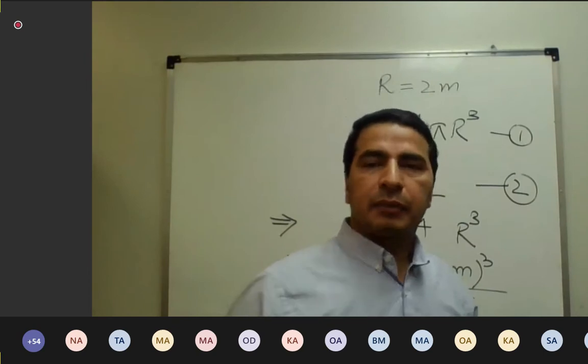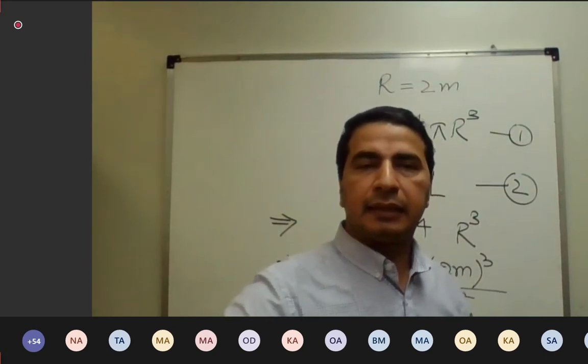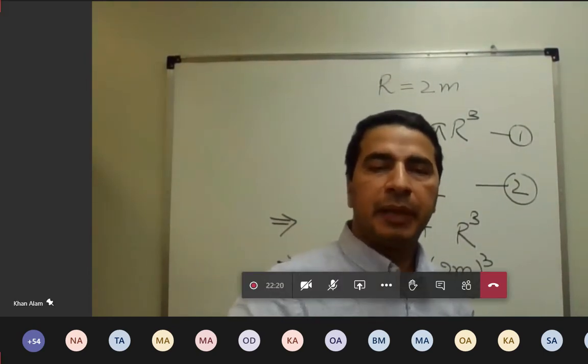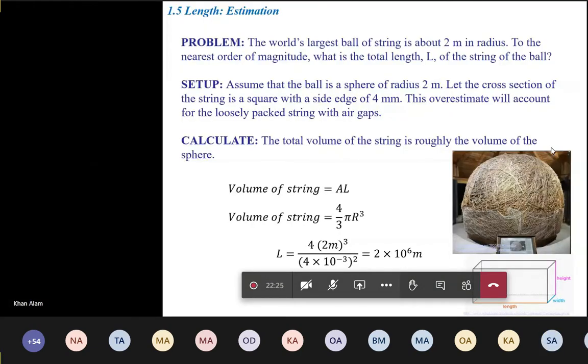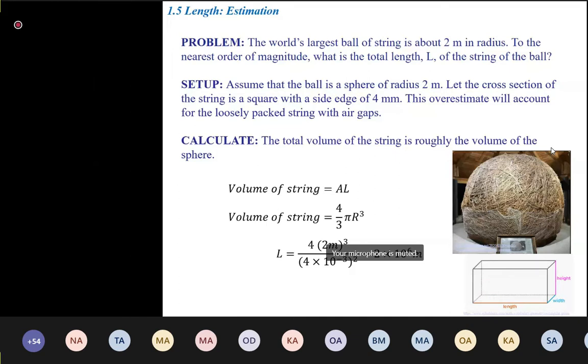So this is what you are seeing on the slides. These are the two volumes. And then when I compare and put all the values here, I get the length of the string to be 2 million meters. Okay, 2 times 10 to the power 6 meters.